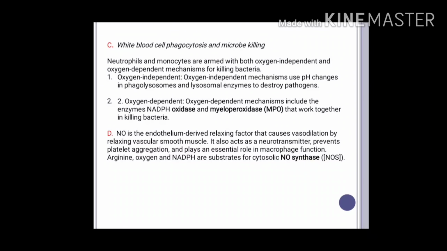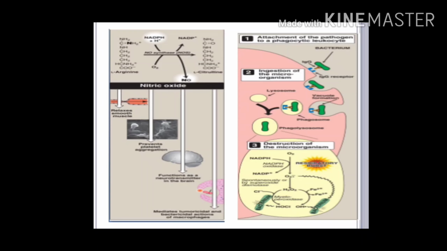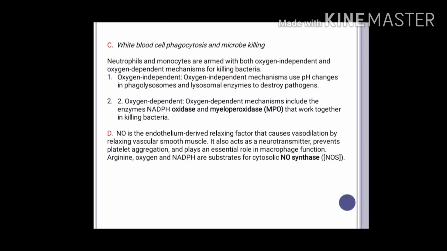And the next one is the synthesis of NO. You can see from the diagram that arginine is converted to L-citrulline when NO synthase is acting on it, and this NO synthase requires NADPH to convert arginine to citrulline, and while this reaction is taking place, NO is released, that is nitric oxide is released, and this nitric oxide has several roles.